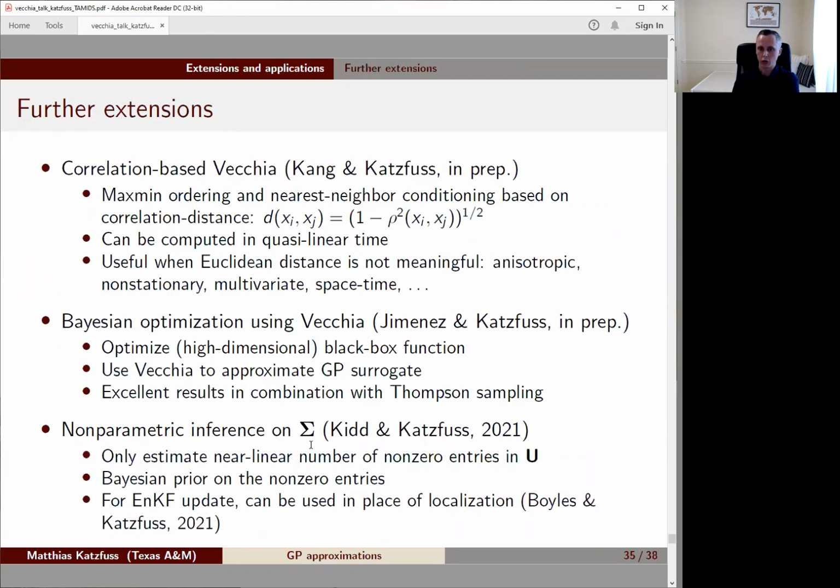And so what we started working on is also using ideas similar to Vecchia to make non-parametric inference on the covariance structure, on the kernel function itself. I won't go into details here, but next week I'm giving a talk in the Department of Biological and Agricultural Engineering where I'll talk a little bit more about this non-parametric inference.